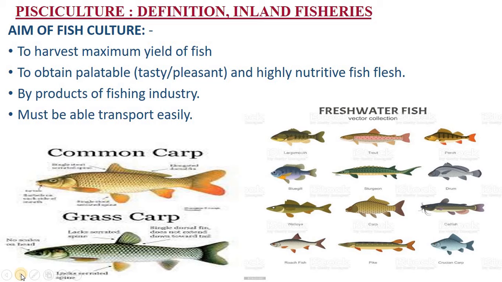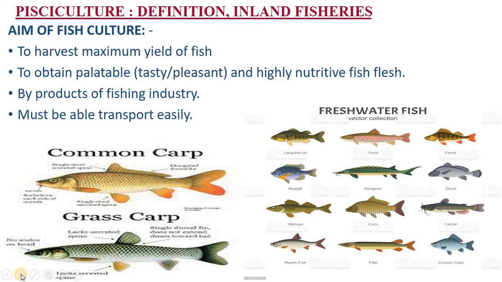So here, what is the aim of pisciculture? What is the aim of fish culture? To harvest the maximum yield of fish. That is why so much is involved here: we talk about the scientific scale, the controlled conditions, the investment, and many things to harvest maximum yield of fish. That's the first aim of fish culture. The second is to obtain palatable, tasty, pleasant, and highly nutritive fish flesh. This is another aspect.